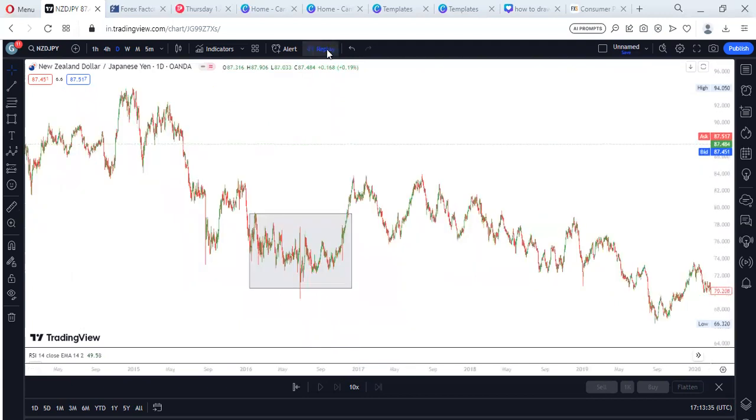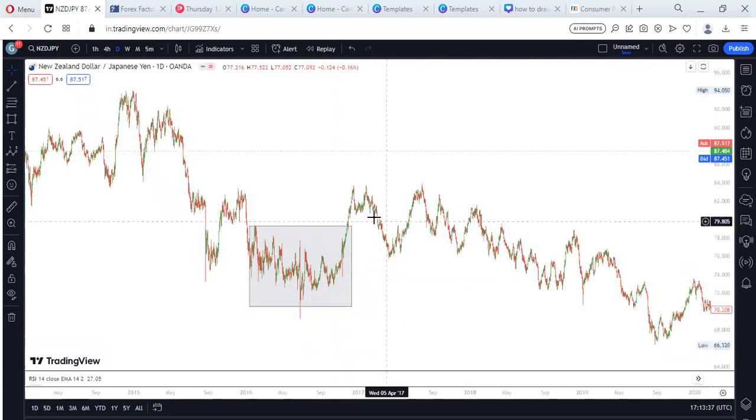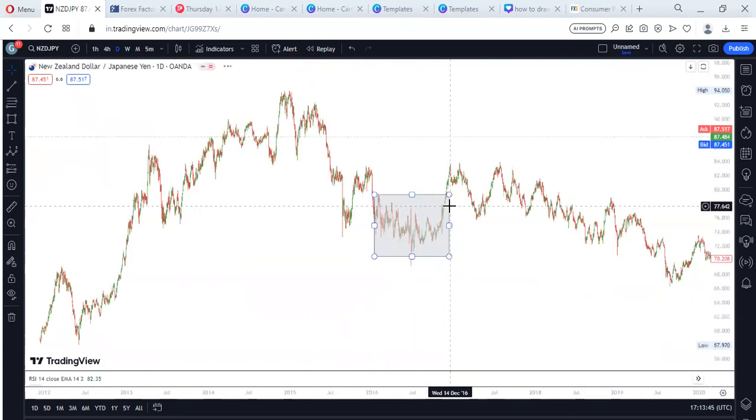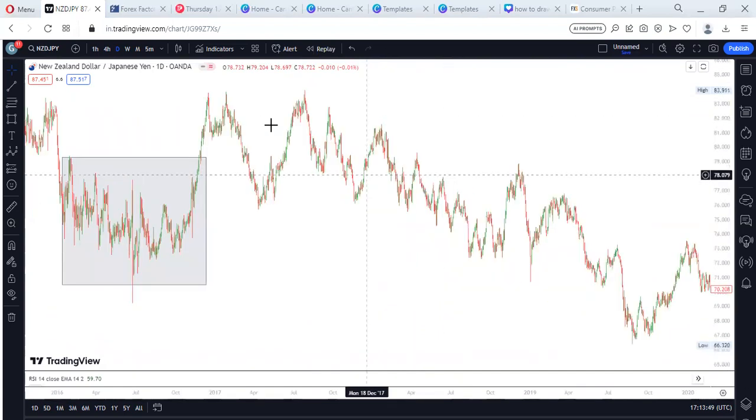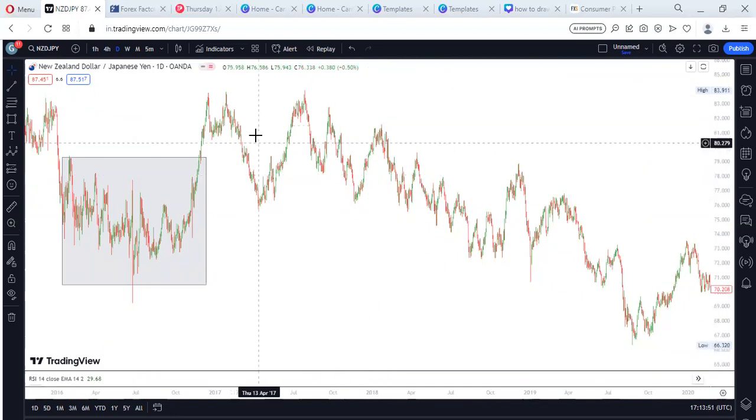But let's take this for instance. Let's take from here. This is a high. This is still an equal high, right? So it doesn't make any sense to me. So we're looking for lower highs. Remember that.